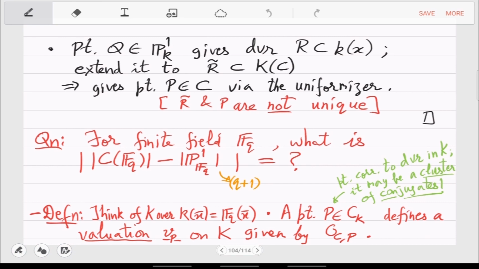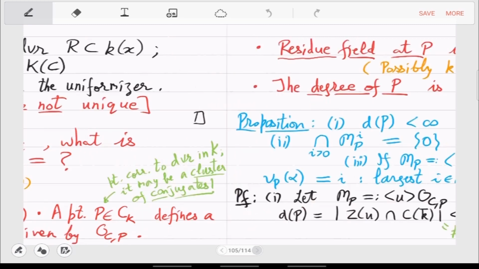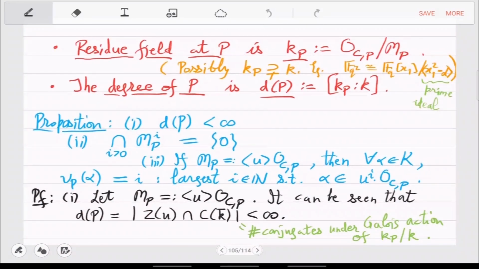But think of a point always as a DVR. It's always a valuation for us, a DVR, and hence the stalk. That's what a point is. It's a cluster of conjugates, and how many conjugates, that is measured by the degree of the point P. So D of P is just the number of conjugates in that cluster. Is that clear? So I'm just correcting what I said last time.